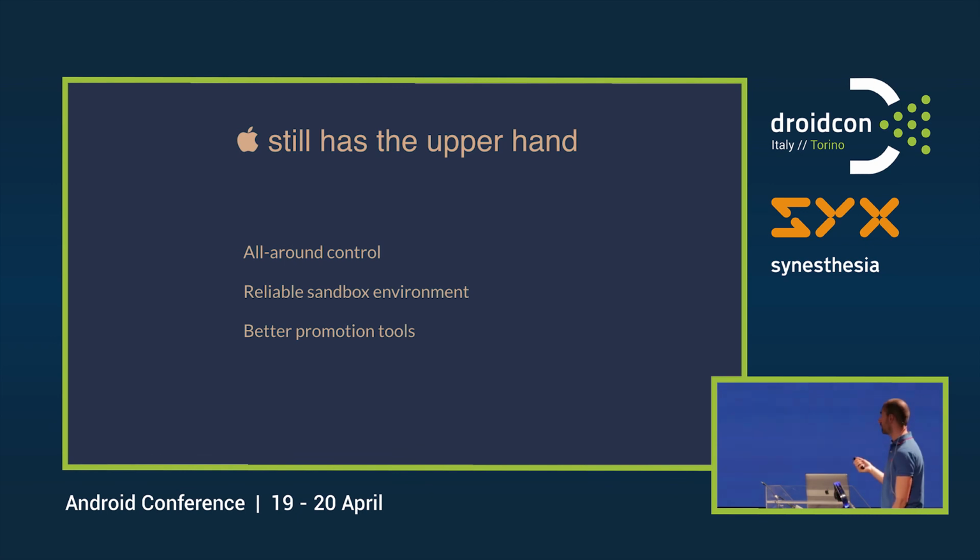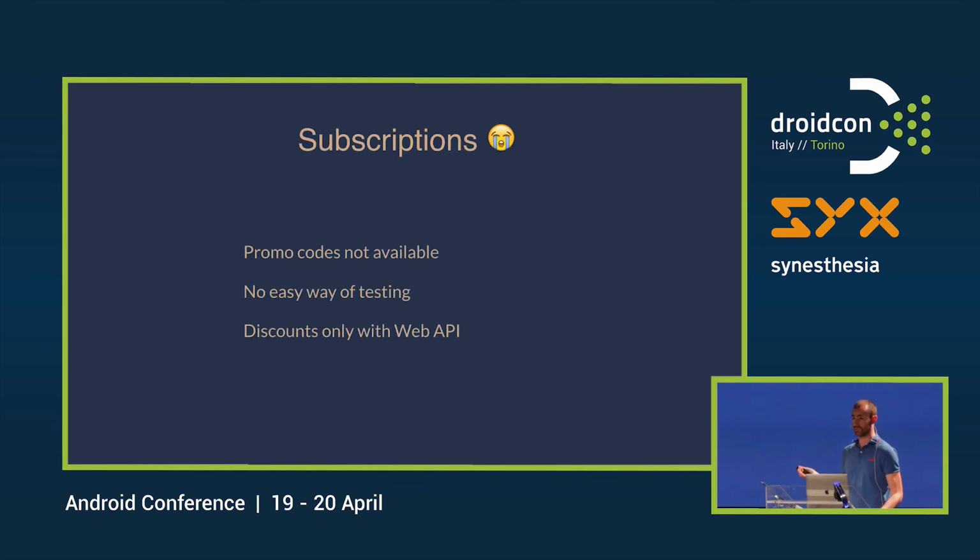And on Android, what bothers me right now is the subscription support. There are no promo codes for subscriptions. There's not really an easy way of testing, because we said we need to go through a cumbersome setup that takes a long time. And discounts are only available if you use the web API, which is, again, something that you need to do on top of all the work that you need to do anyway. So it feels like it's neglected, and it's not a good feeling.